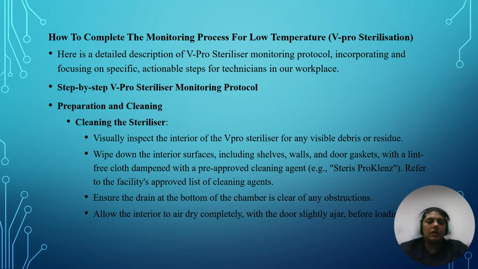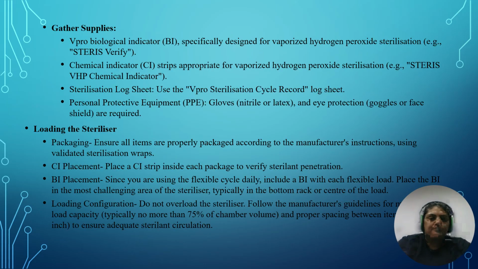Visually inspect the interior of the VPRO sterilizer for any visible debris or residue. Wipe down the interior surfaces, including shelf, wall and door gasket, with a lint-free cloth dampened with a pre-approved cleaning agent. Ensure the drain at the bottom of the chamber is clear of any obstruction. Allow the interior to air dry completely with the door slightly ajar before loading.